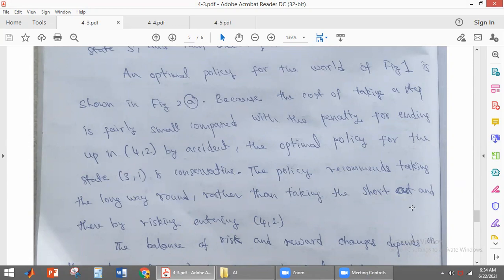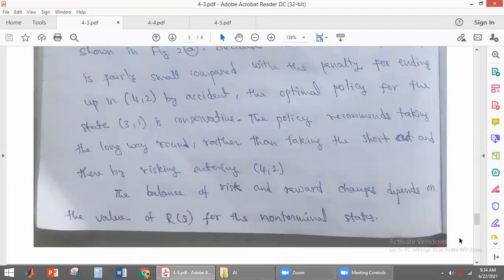Okay. So there, if it takes the shortcut, what happens? There is a risk of entering into -1. Okay. 4,2 gives you the value of -1. So here the balance of risk and reward changes. How the risk is changing and the reward is changing depends on the value of R(s) for non-terminal states.